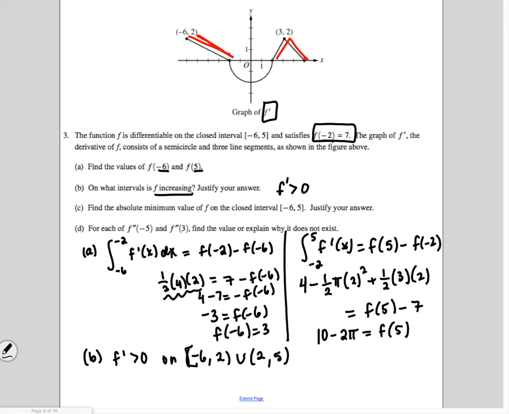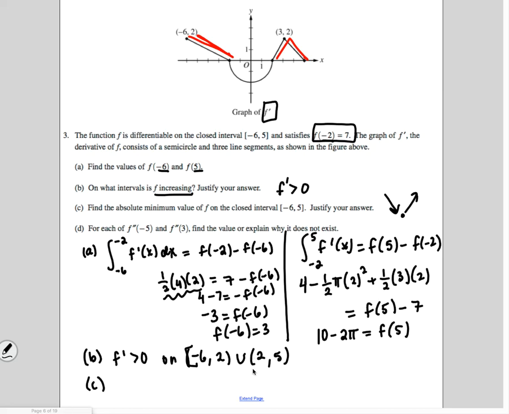All right. C. Find the absolute minimum value of f on the closed interval. In order for something to have an absolute minimum, we need to show that something goes decreasing and increasing in order to be a minimum, or we could have endpoints. So you could have something like this, where this is the lowest point, right? We can do this in a couple different ways.